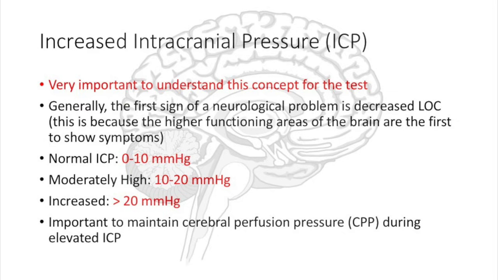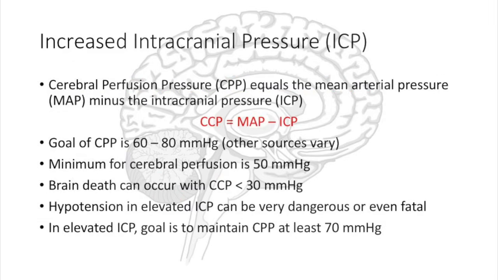It's important to maintain cerebral perfusion pressure during this elevated ICP. So how do you know your cerebral perfusion pressure is high enough? You can calculate this by taking your mean arterial pressure and subtracting the intracranial pressure. The goal of cerebral perfusion pressure is 60 to 80. Again, these numbers will vary depending on your source. And the minimum, however, is 50. Just know that brain death can occur with a CPP of less than 30.